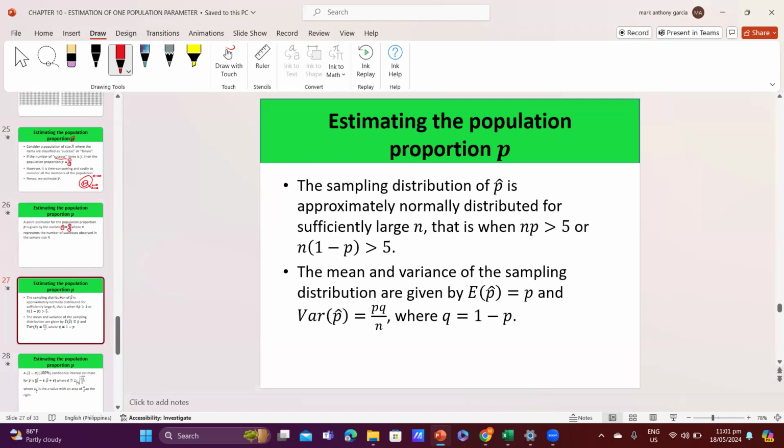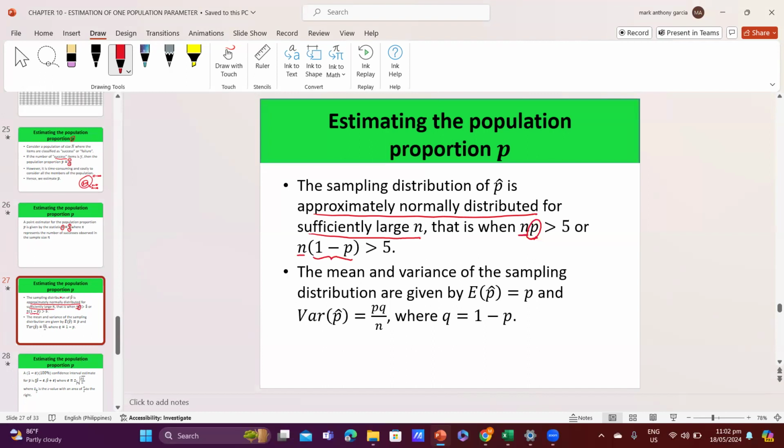So the sampling distribution is approximately normally distributed, just like the sampling distribution of the mean. And it is approximately normally distributed for sufficiently large sample sizes small n. That is when the sample size small n times the proportion of success, p, is greater than 5, or when the sample size small n times the proportion of failure, which is 1 minus p, is greater than 5.